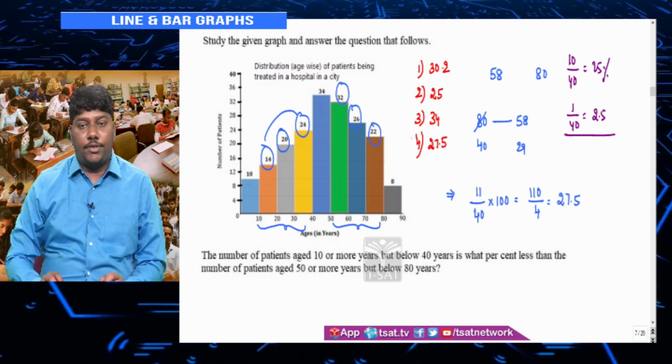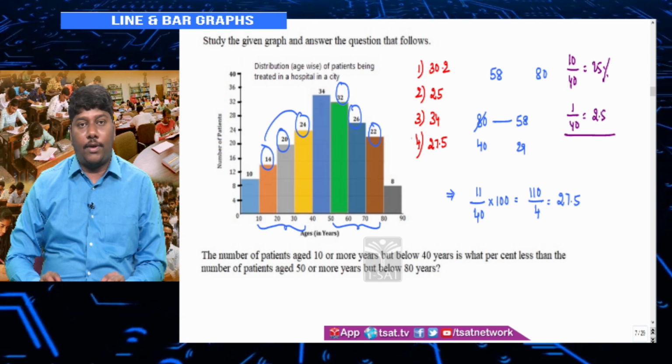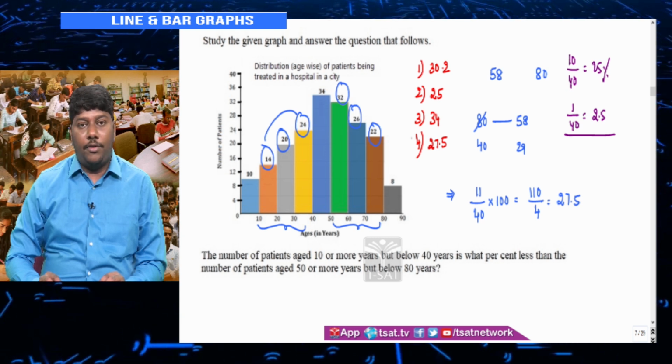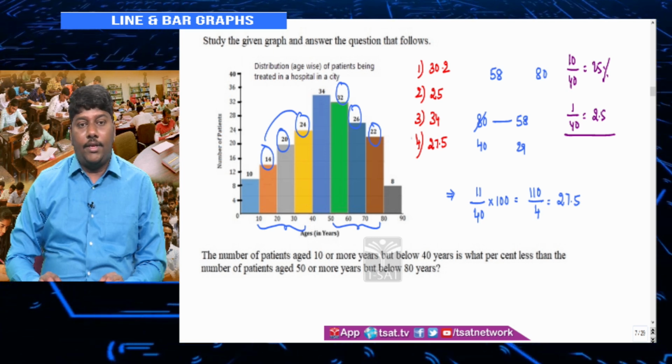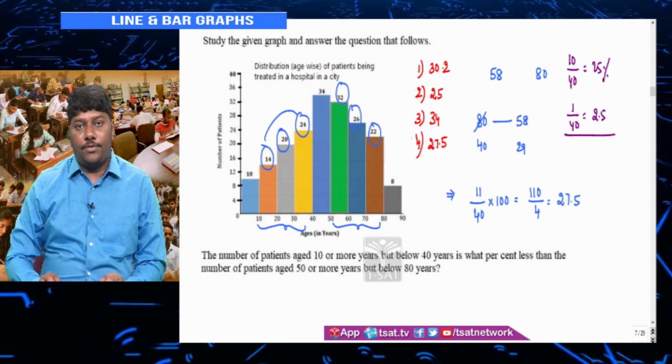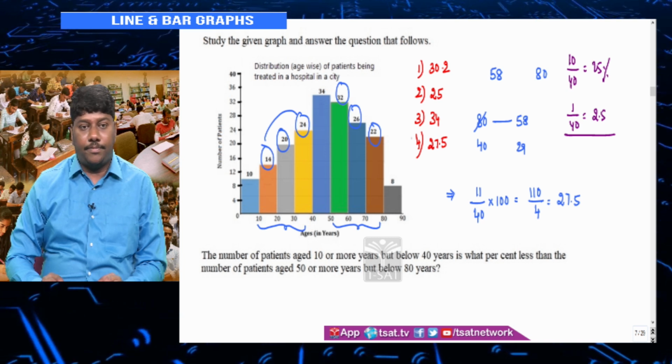In the previous class also we have seen 19 by 40, that was 47.5. I also told you what 21 by 40 is, that is 52.5. You can get these things, the basics of these things will be cleared in your percentages chapter.